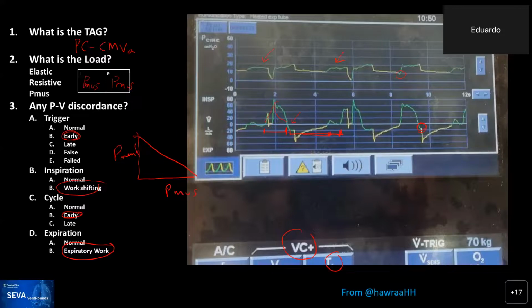So the question for the group is, what would you do for this patient? How would you improve this? And you can put it on the chat.